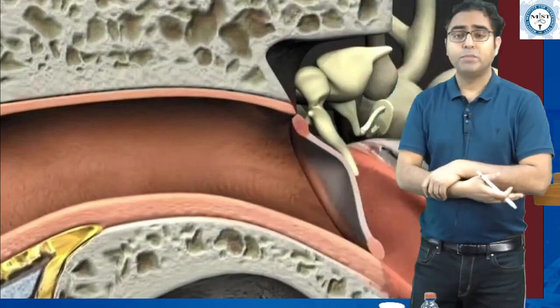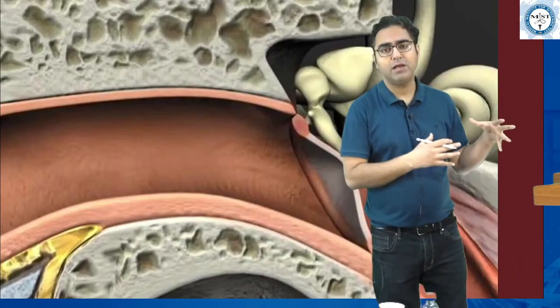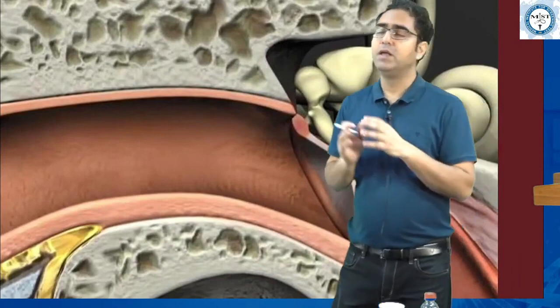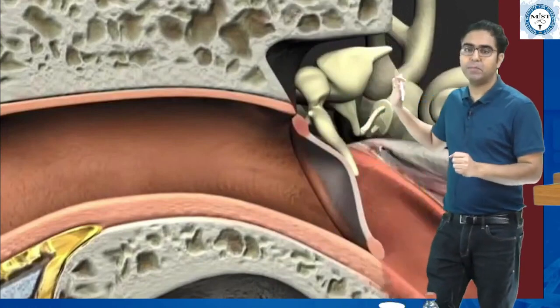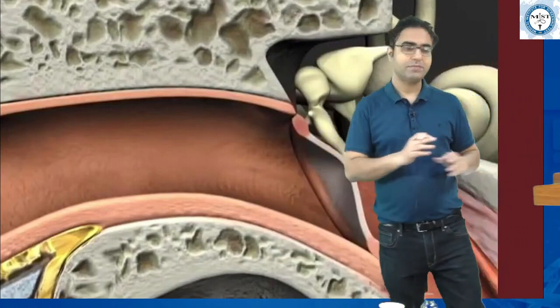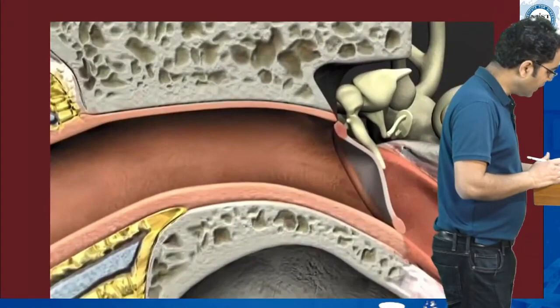Am I clear, beta? So basically these muscles are going to stabilize the ossicles so that they don't fall downward. One muscle for malleus, one muscle for stapes, but incus does not have any muscle, beta. Am I clear? Now let us go further, beta.